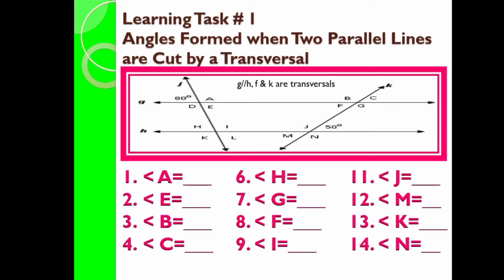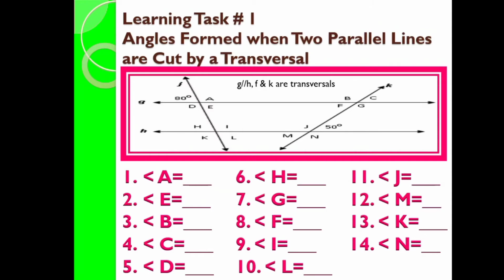Like for instance, angle E is vertical with the 80-degree angle. Angle J makes a linear pair with a 50-degree angle. So that is your clue. And angle M is vertical with 50 degrees.